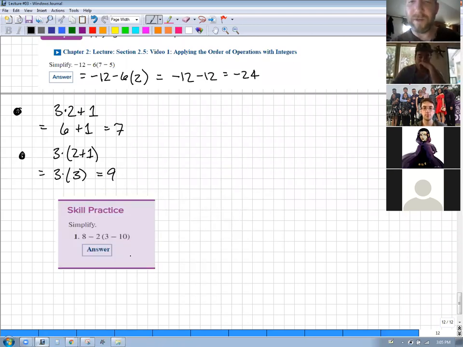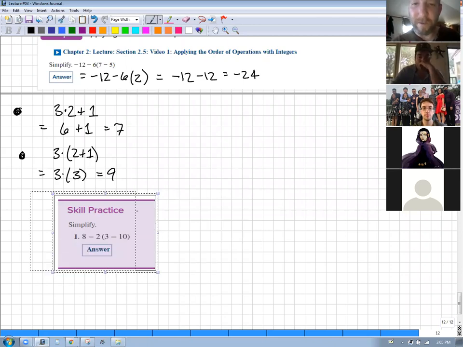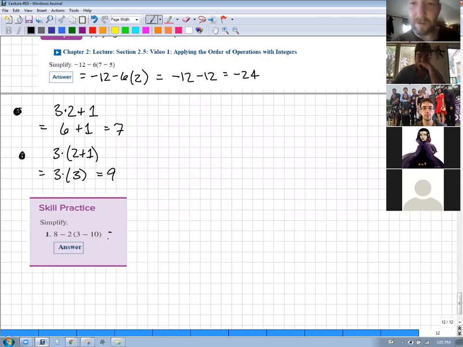All right, so to simplify this, let's do our parentheses first. We have an 8 minus 2. Now what's in parentheses? A 3 minus 10 would be a negative 7. Okay. So we've done these parentheses first. Now here, the parentheses, all we're meaning here is multiplying. All right. So what we have is an 8. Negative 2 times a negative 7 is not 17, it's 14.